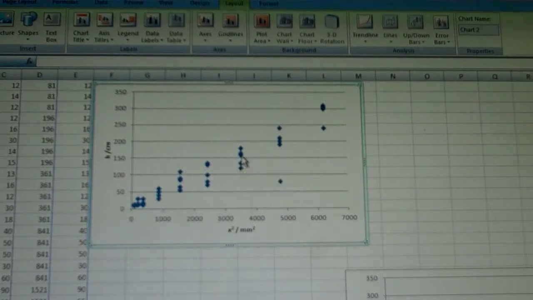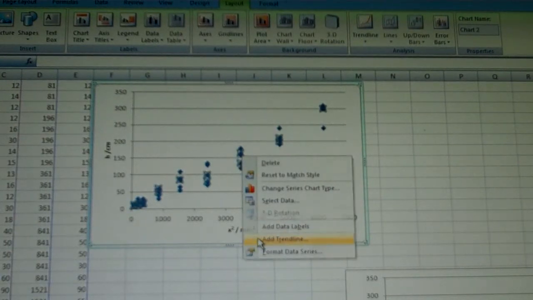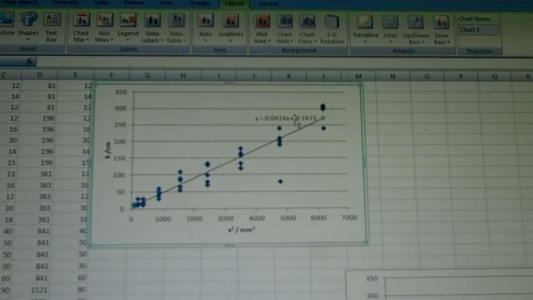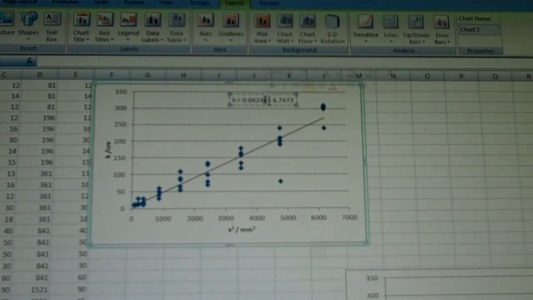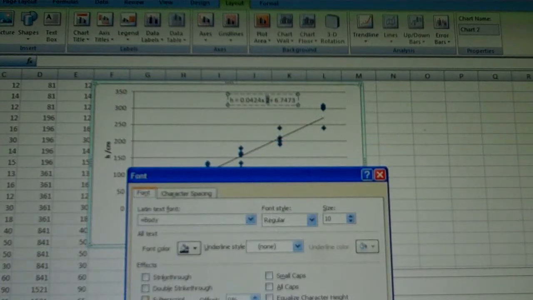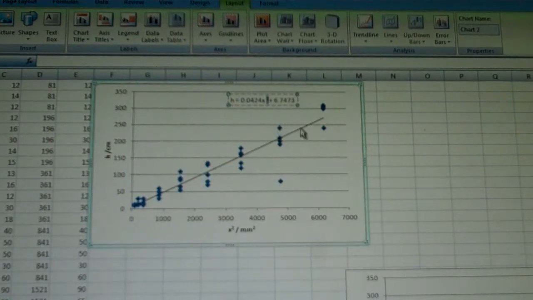And I can click on the data and add a trend line, and I'll display the equation on the chart. And so what I can see now is that I've got height. So y was h, and x is x squared. So I need to put a 2 in there, and to make sure it's squared, I'll highlight it, right-click, font, superscript. I think I've got an extra space in there. There we go.